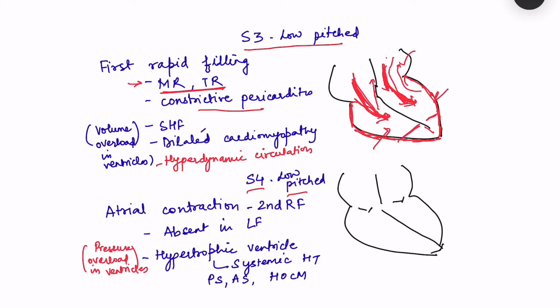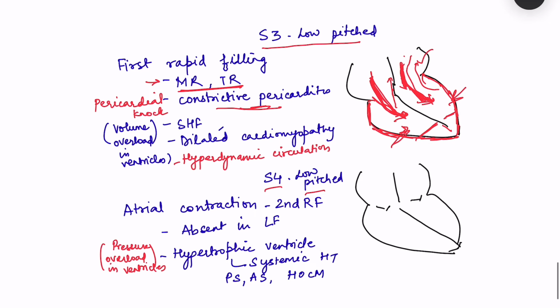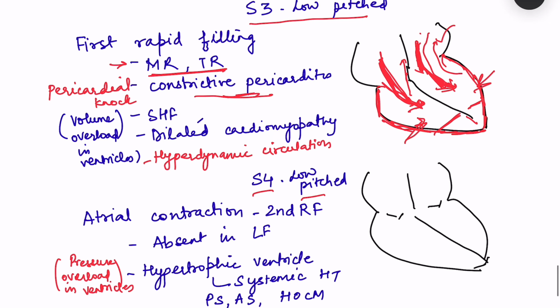And before, if you remember, I told you that the sounds are produced due to sudden acceleration and deceleration. In MR and TR, there is more acceleration because of the more blood. In constrictive pericarditis, it is opposite. It is sudden deceleration. Whatever blood is coming, something is stopping it. Okay, so that is constrictive pericarditis. And in fact, in constrictive pericarditis, this S3 is known as pericardial knock. Pericardial knock.